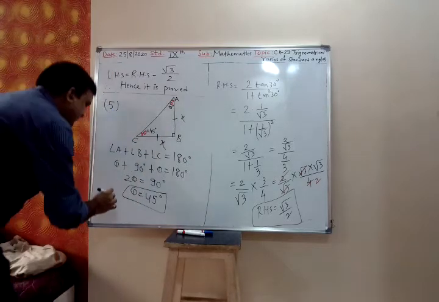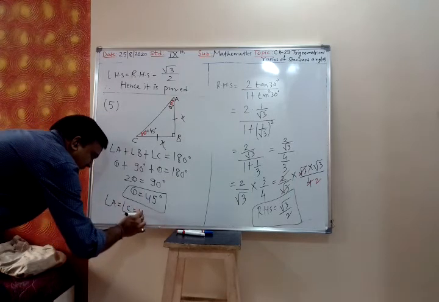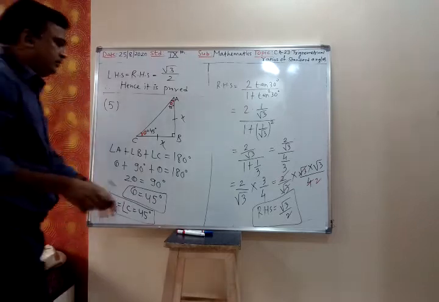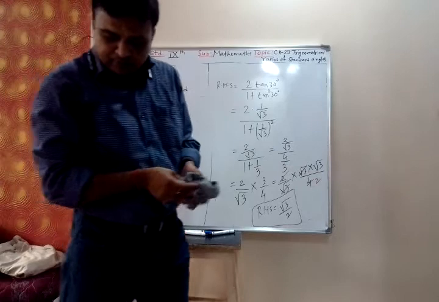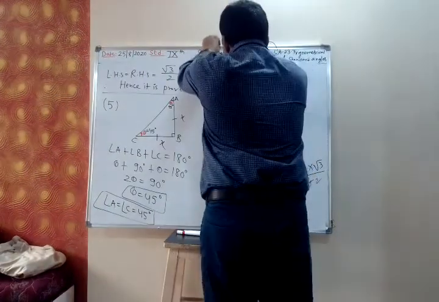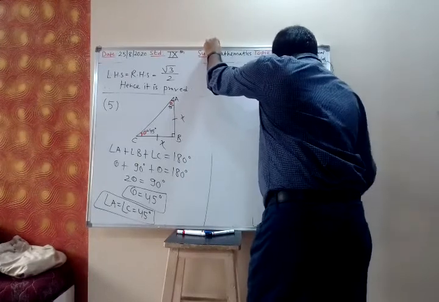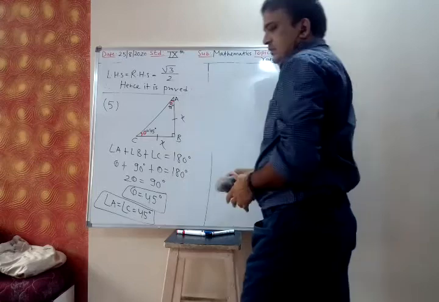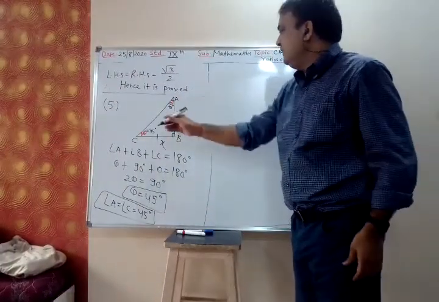So both the angles are 45 degree, 45 degree. Angle A is equal to angle C is equal to 45 degree, each one of them. Now you have to find the trigonometrical ratios, but before that you must have the value of the hypotenuse. What is my hypotenuse? AC is the hypotenuse. So using Pythagoras theorem, find AC.